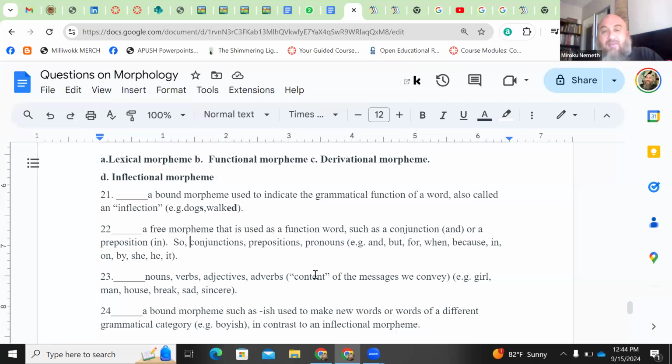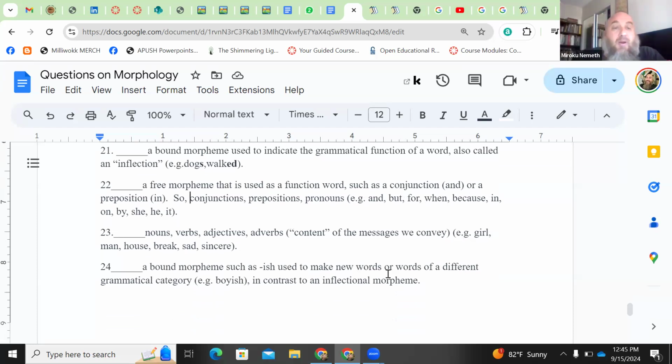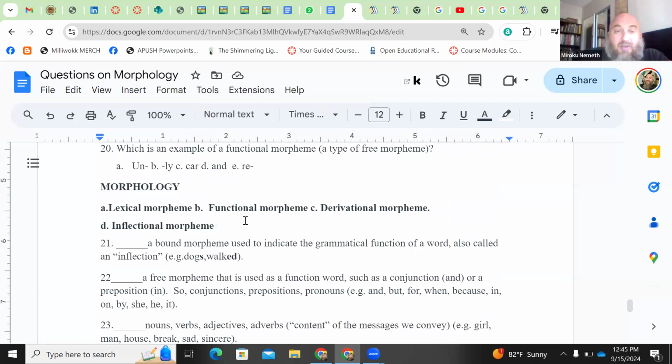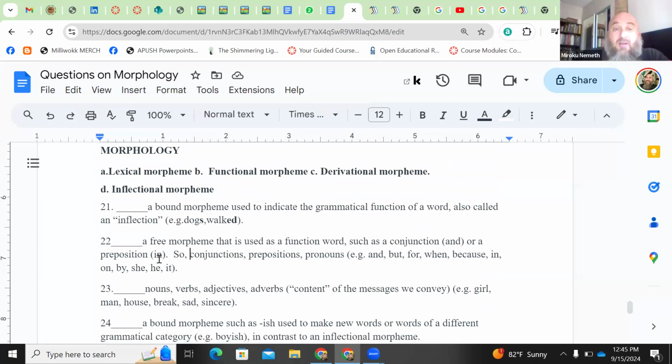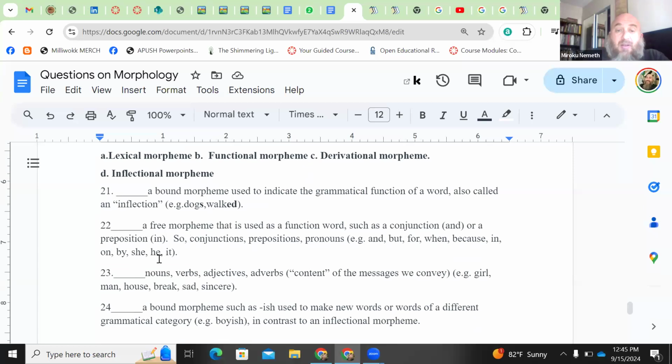Nouns, verbs, adjectives, adverbs are the content of the messages we convey. For example, girl, man, house, break, sincere, sad. There are usually hundreds of thousands of these in the language. Okay, so here we used 21 is an inflectional morpheme, 22 is a functional morpheme, 23 is a lexical morpheme, and a derivational morpheme is a bound morpheme such as "ish" or "ness," used to make new words or words of a different grammatical category. So boy is a noun, boyish is an adjective.